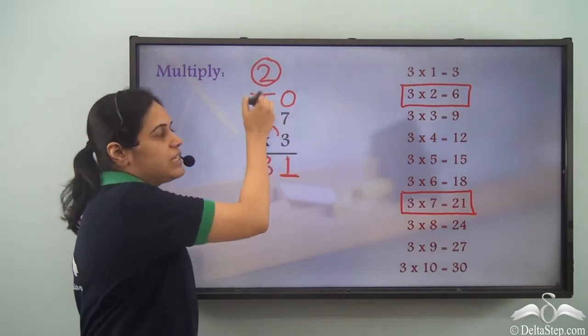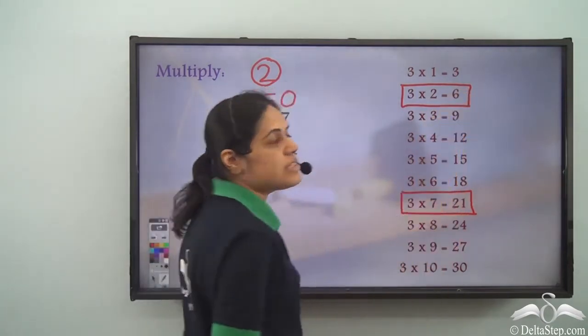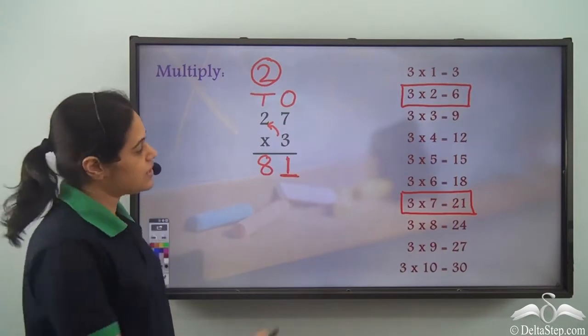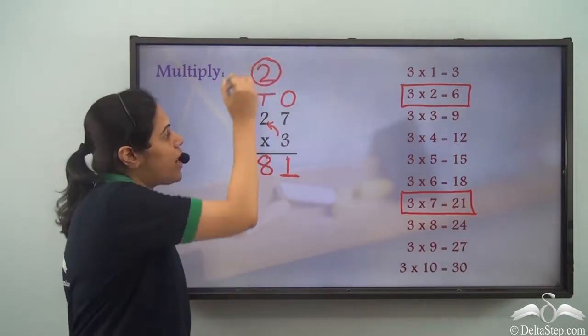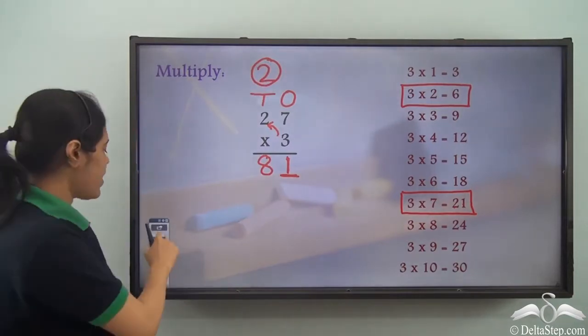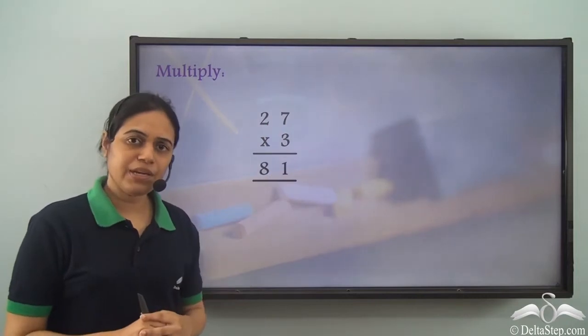So 3 multiplied by the tens digit, which is 2, whatever is the answer, that is 6 in this case, I need to add the carry to it. So I need to add 2 to it. So I get 81 is the answer. But why is this happening?